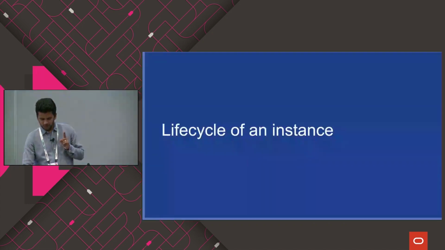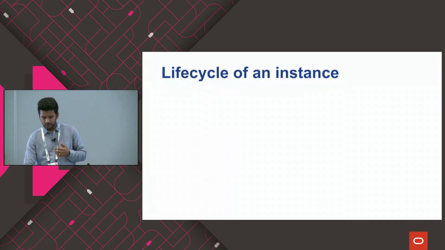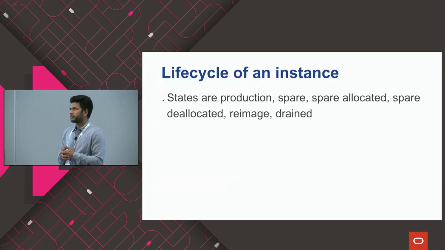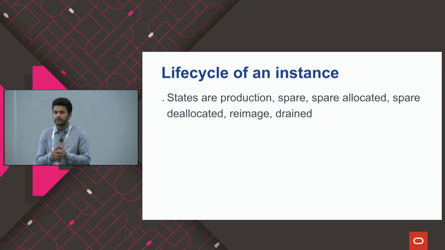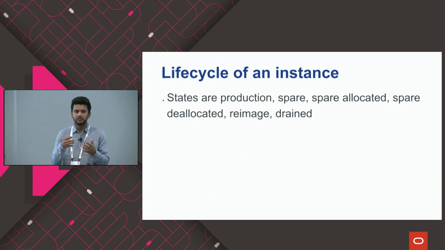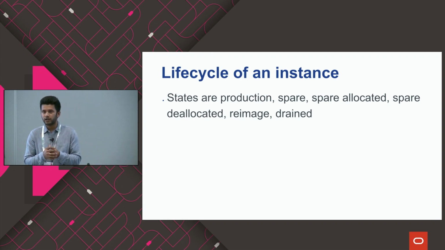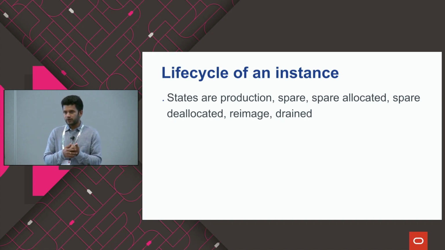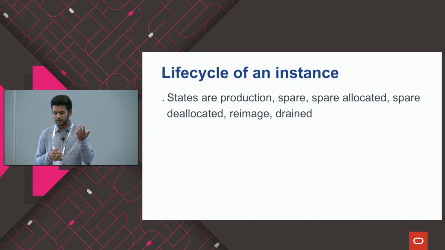Next up, let's talk about the life cycle of a MySQL instance at Facebook. Every instance at Facebook has a state. A state indicates what the instance is basically doing at that point in time. States can be production, spare allocated, spare deallocated, reimage, and drained. Each of these has specific meaning.